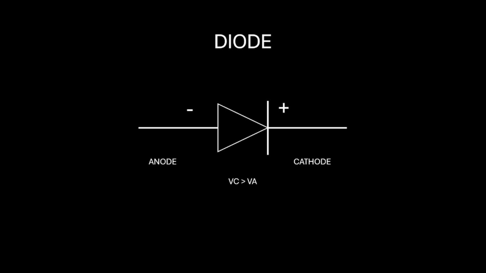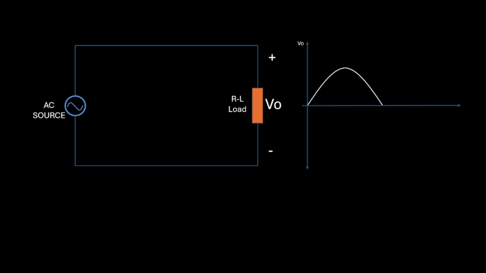In reverse bias, when the voltage at the cathode is higher than the anode, the diode acts like an open switch, blocking the current flow. This is how the diode prevents current from flowing in the reverse direction. Now that we understand how a diode behaves, let's take a closer look at how it functions in an RL circuit. We'll see how the diode allows current to flow during the positive half cycle and how it blocks the current during the negative half cycle.